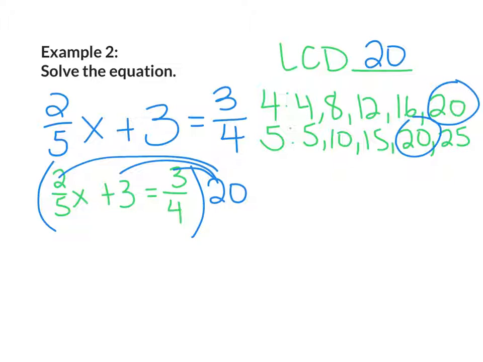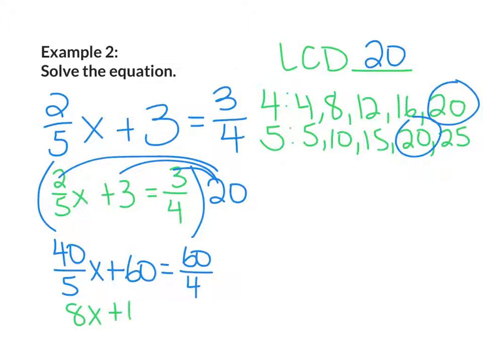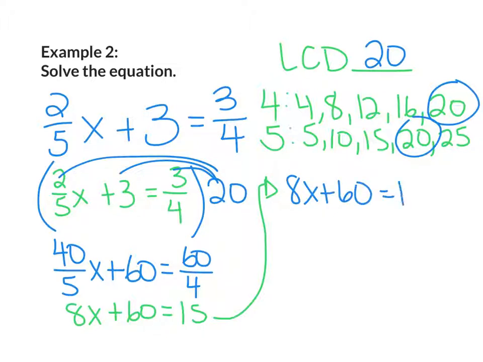So 20 times 2 is 40, and then I leave my denominator the same, which is 5. I have x. Then 20 times 3 gives me 60, then equals 20 times 3 gives me 60 again, over 4. I'm going to go ahead and divide now. 40 divided by 5 is 8x. Bring down the 60, and then I have 60 divided by 4. That gives me 15. I'm going to go ahead and rewrite my equation over here. I have 8x plus 60 equals 15.